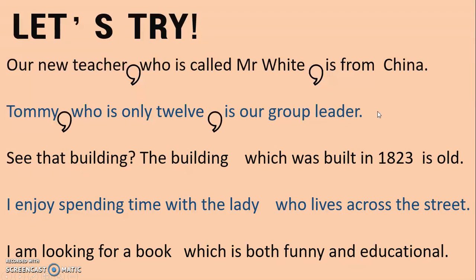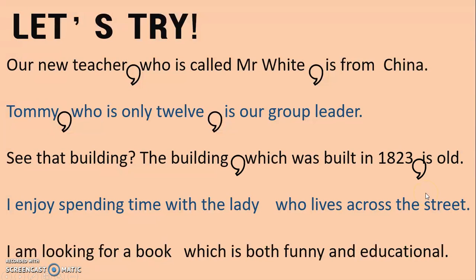The answer is again yes, because we have a name, Tommy. Okay, the relative clause, who is only 12. Who is the who here? It's Tommy, right? We have the name. What about the third one? See that building? The building, which was built in 1823, is old. Do I need to add commas?